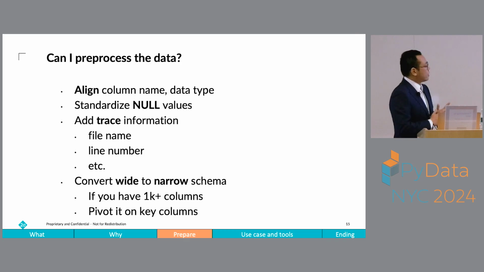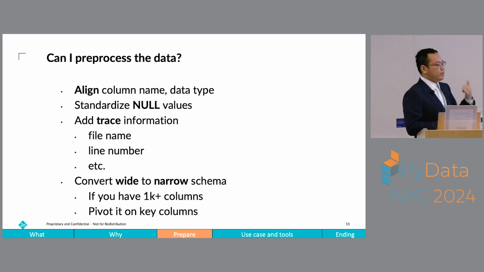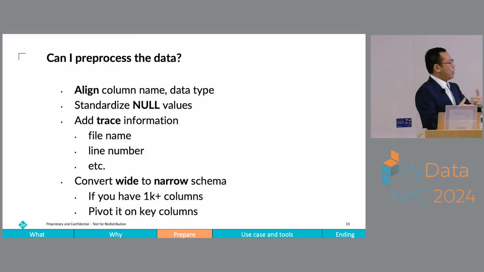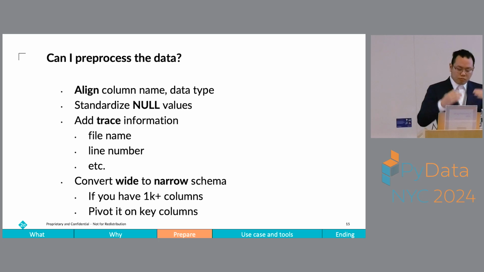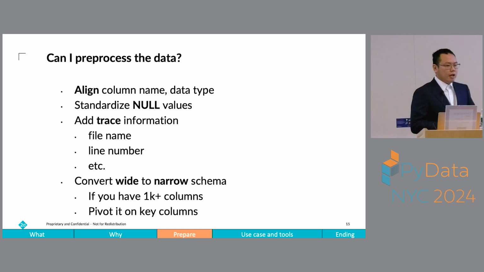Okay, the last question I have here is, can I pre-process the data? After we have a deeper understanding, and after we have prepared the data so that it's in a reasonable size, let's pre-process the data, like normalizing the columns and standardizing the null values. There's one more thing I want to mention here, which is to add some trace information. When you're doing a data frame diffing, you may want to add, for each row, the file path of the file this row comes from, and some line number, so that if you find a data frame diff, you can easily trace back to where it comes from.